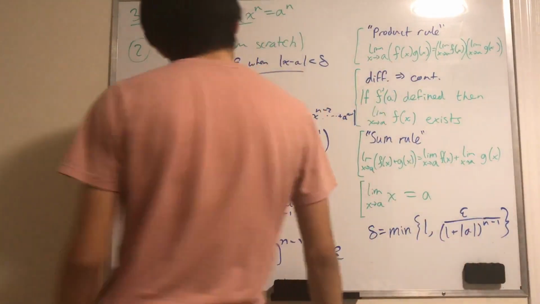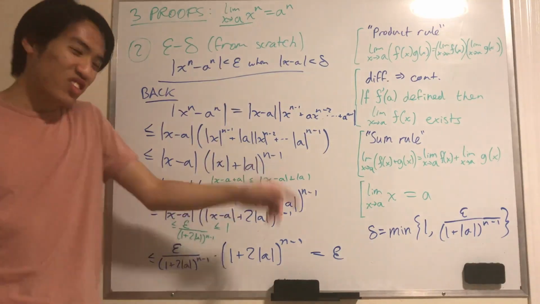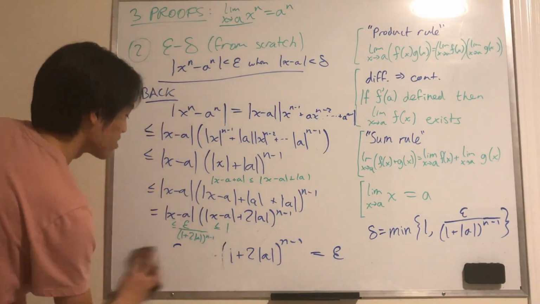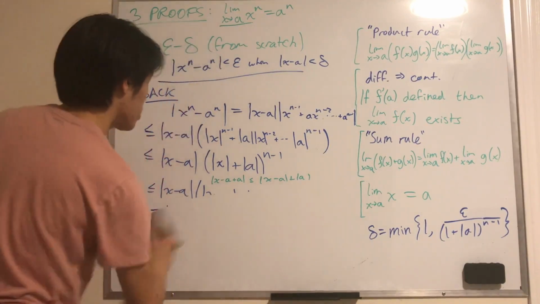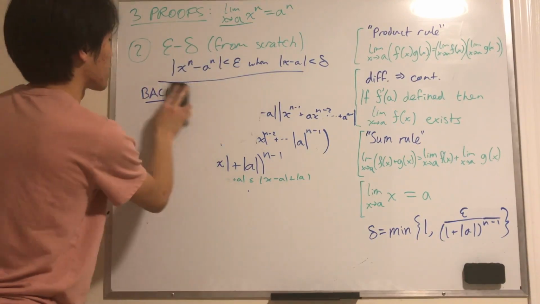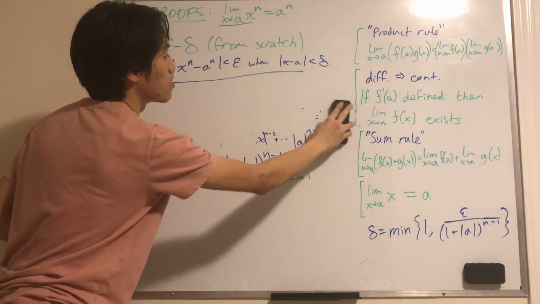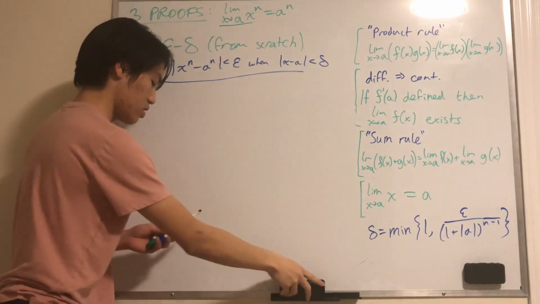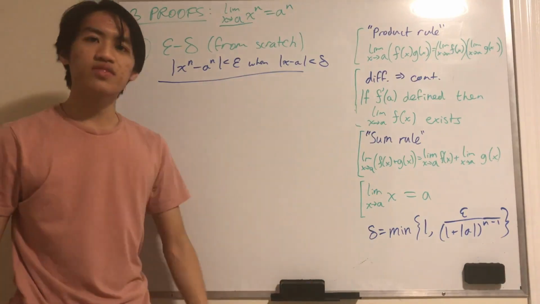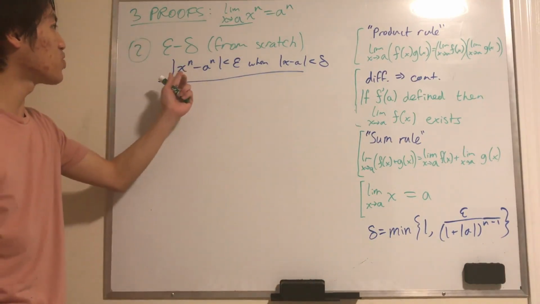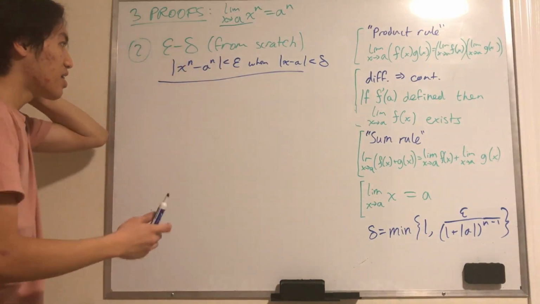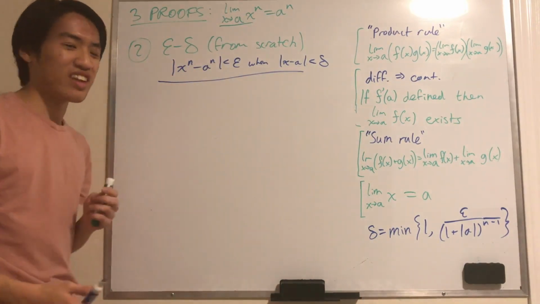And now we work backward. We have to go forward now to show this for real. So this was our rough work. Here we go. All right. So that's our choice of delta. Now we want to show that absolute value of x to the n minus a to the n is indeed less than epsilon. And it's going to look very similar to what we did at the end.